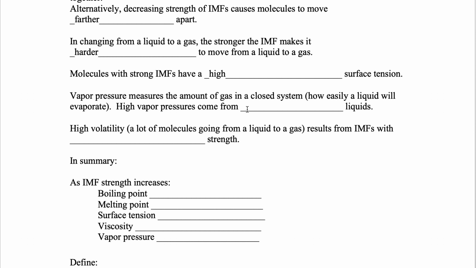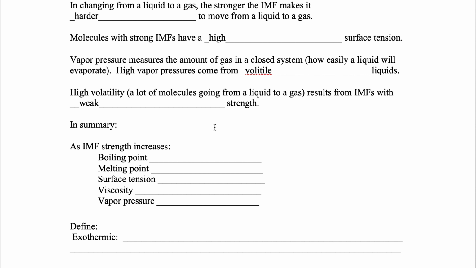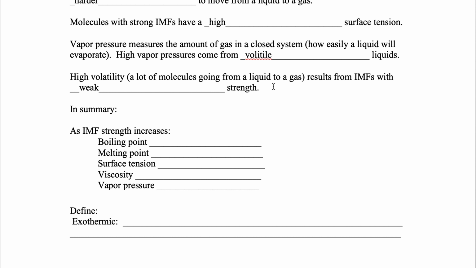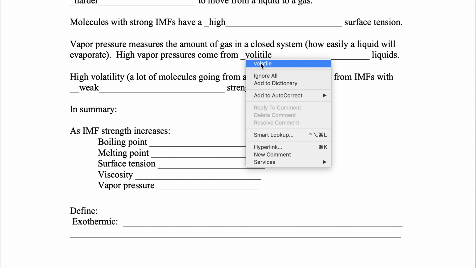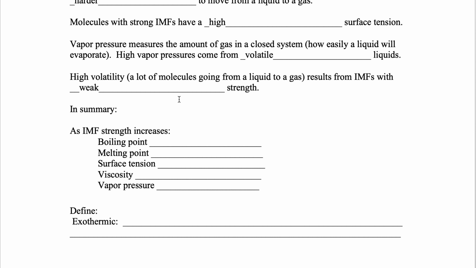Let's see, vapor pressures. Vapor pressure measures the amount of gas in a closed system, how easily it will evaporate. Vapor pressures come from volatile liquids. High volatility results in IMFs with weak strength. And we'll discuss that a little more.